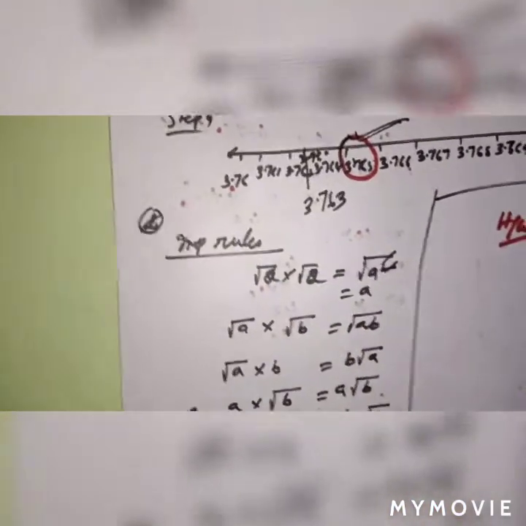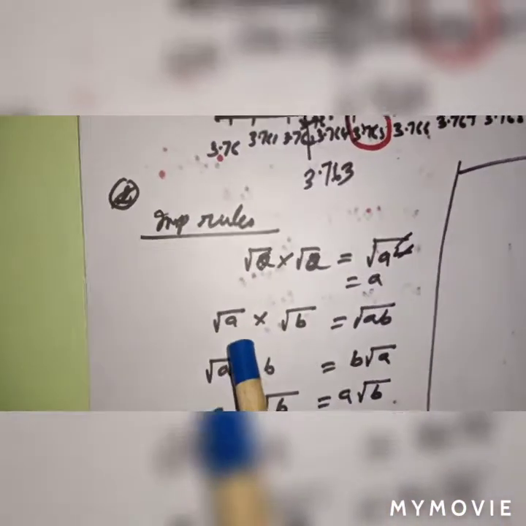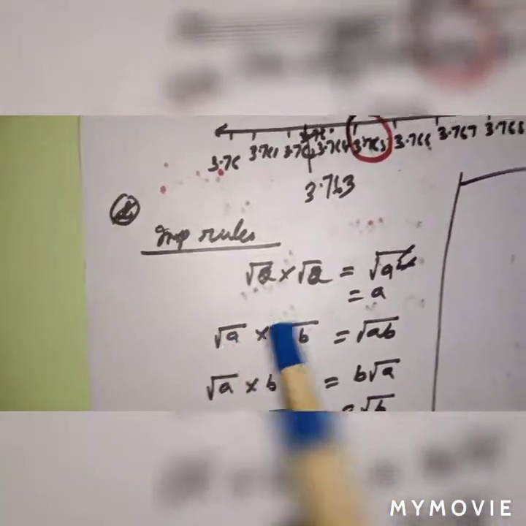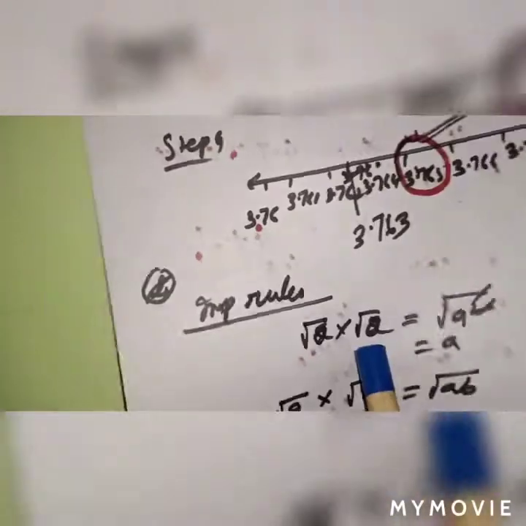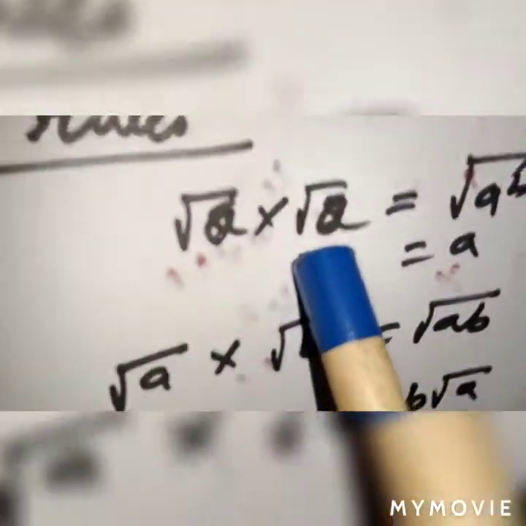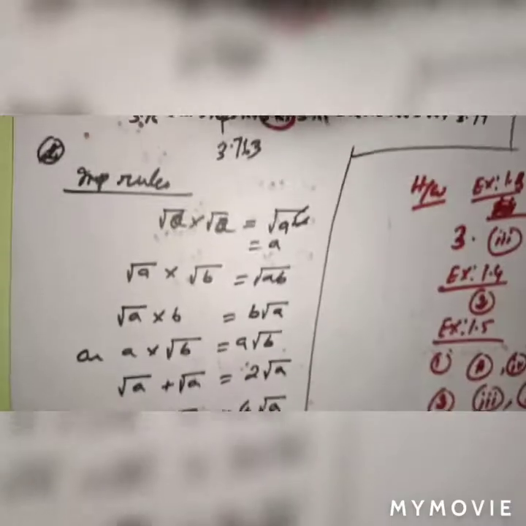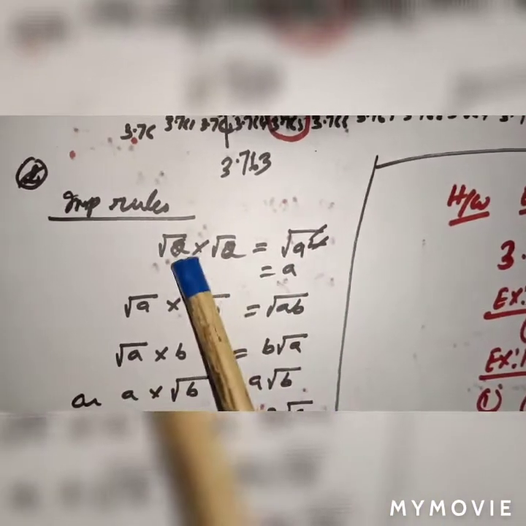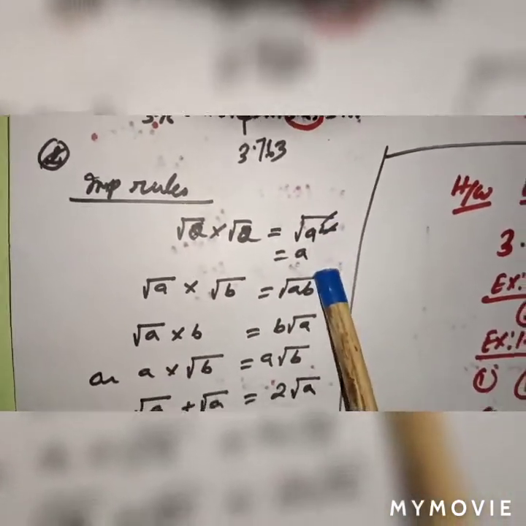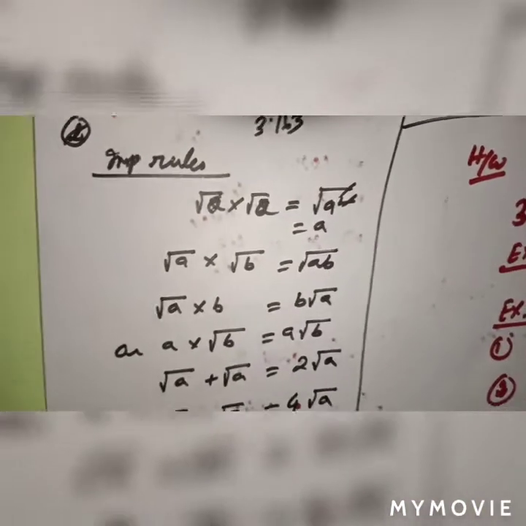The numbers become a square. Second one you can understand, root a into root b, it is also a root, so the numbers you can multiply. Okay, you can multiply the numbers. That is why here root a into root a, so a into a, square, so the square and root cancel. So understood, this is the main concept. Look, the concept is very, very important.